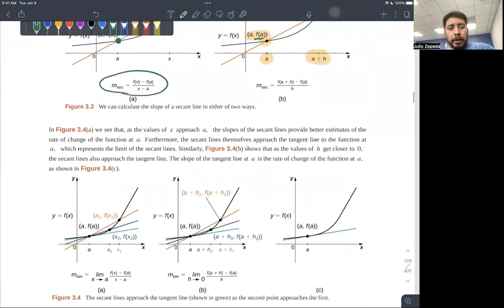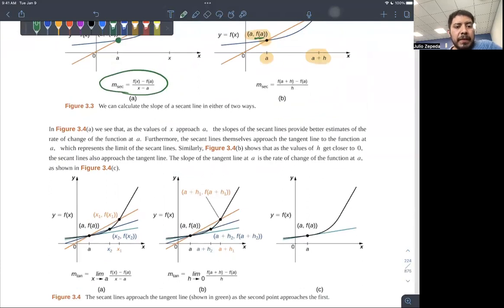Okay, in figure 3.4, we see that as the values of x approach a, the slopes of the secant lines provide better estimates of the rate of change of the function at a. Furthermore, the secant lines themselves approach the tangent line to the function at a, which represents the limit of the secant lines. Similarly, 3.4b shows that as the values of h get closer to 0, the secant lines also approach the tangent line. The slope of the tangent line at a is the rate of change of the function at a, shown in figure 3.4c.